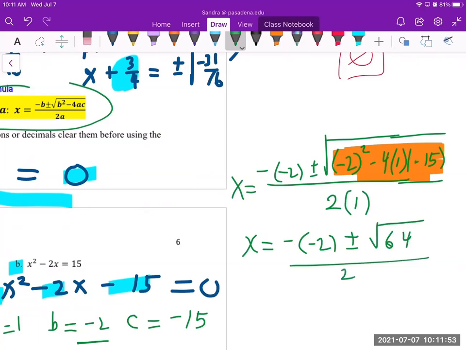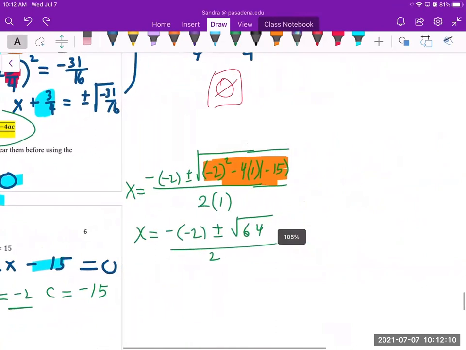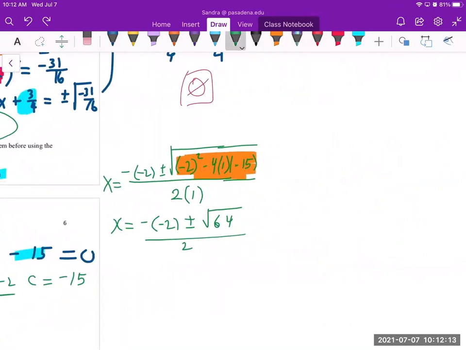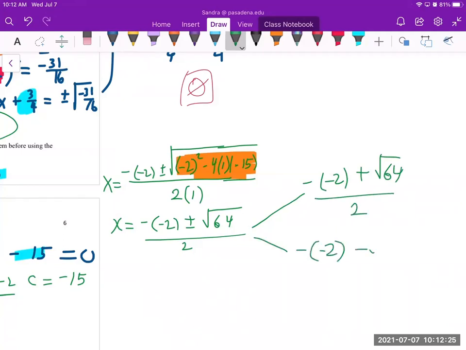Now you are going to enter the numerator the way you see it on your calculator. I'm sorry, let me take that back. Your calculator is not going to be able to do this. You are going to separate it into two answers. We have -2 plus the square root of 64 over 2, and then you have -2 minus the square root of 64 over 2. Notice that I'm separating the plus and the minus, so I have the plus here and the minus over here.